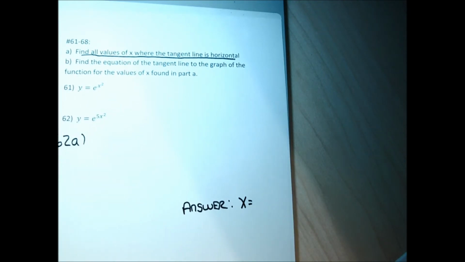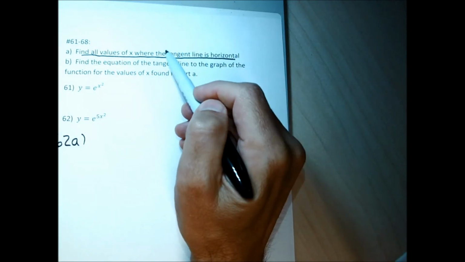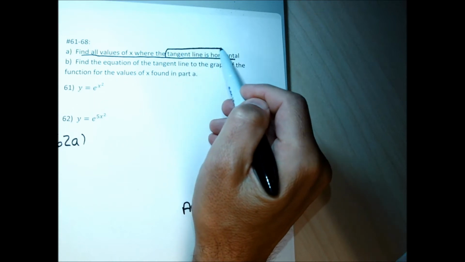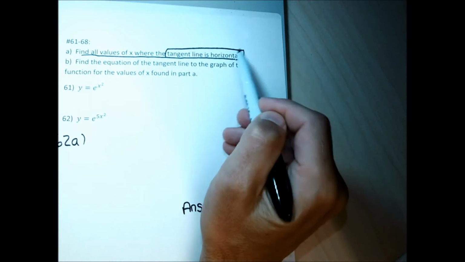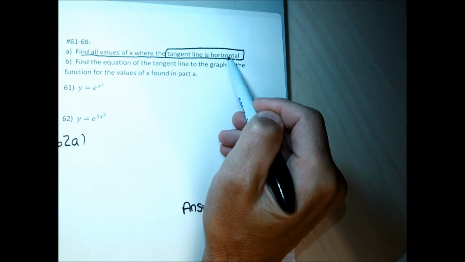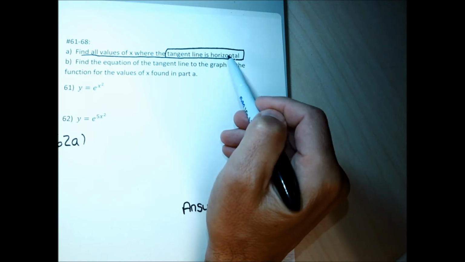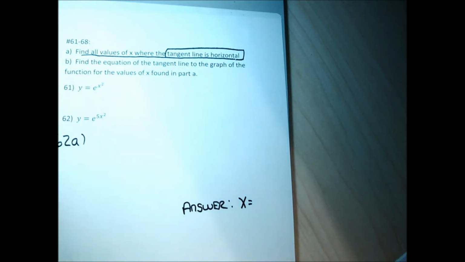The next thing I realize is these are instructions that I've seen before, and a horizontal tangent line means the slope of the tangent line is 0, because horizontal lines have a slope of 0. And so that means I need to find out where the slope of a tangent line is 0, and you do that by finding the derivative and setting it equal to 0, because a derivative is a formula for the slope of a tangent line.